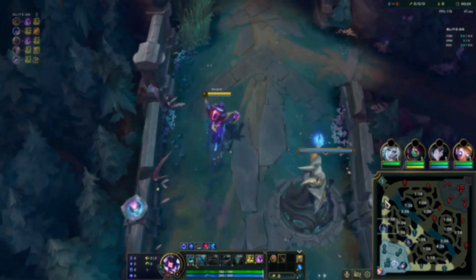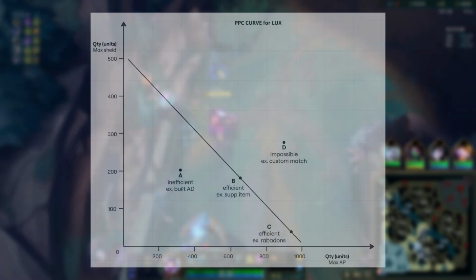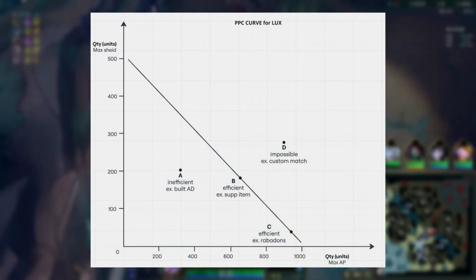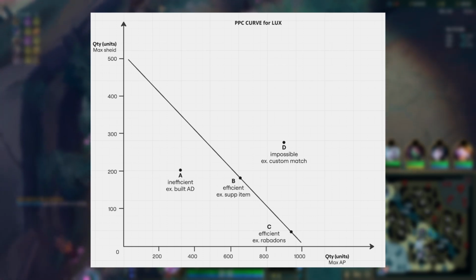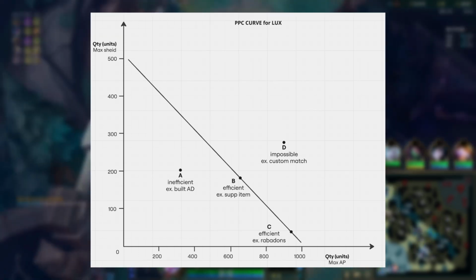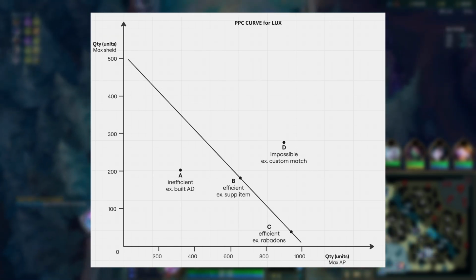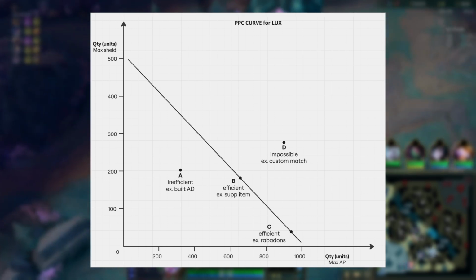That's where you look at the PPC curve, also known as the production possibilities curve. So, for example, this is the PPC curve for Lux as support. Lux can either build more shielding, which is on the y-axis, or more AP, which is on the x-axis. You'll notice several points on the graph. Let's take, for example, point A.